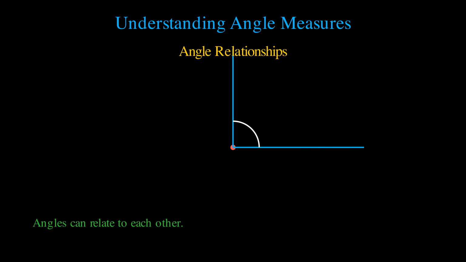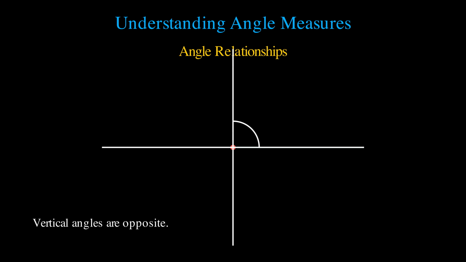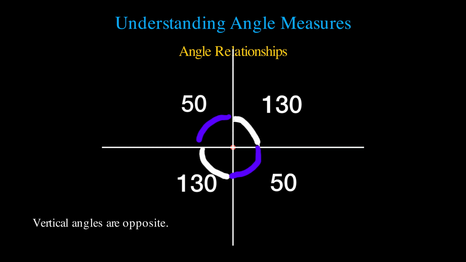Angles also have relationships with each other. Adjacent angles are angles that sit next to each other. They share a common side and the same vertex. When 2 lines cross, they create opposite angles called vertical angles. These opposite angles are always equal in measure. So if one angle measures 50 degrees, the one directly across from it also measures 50 degrees.